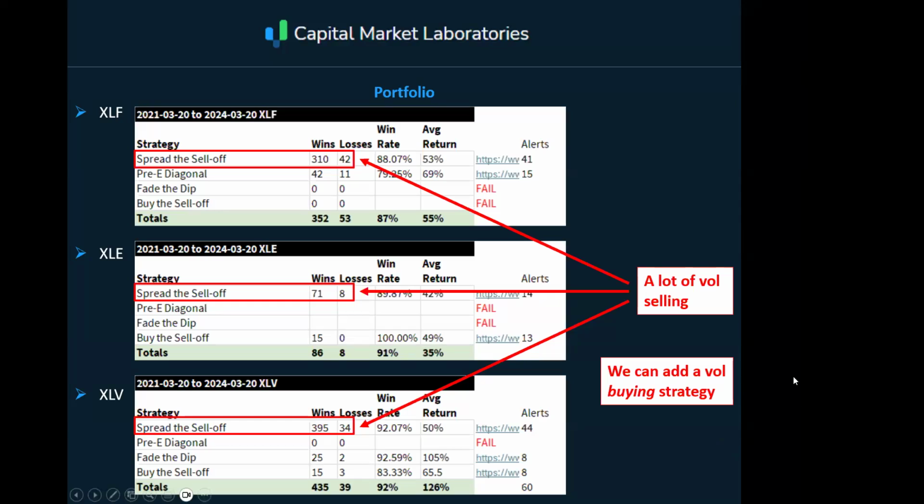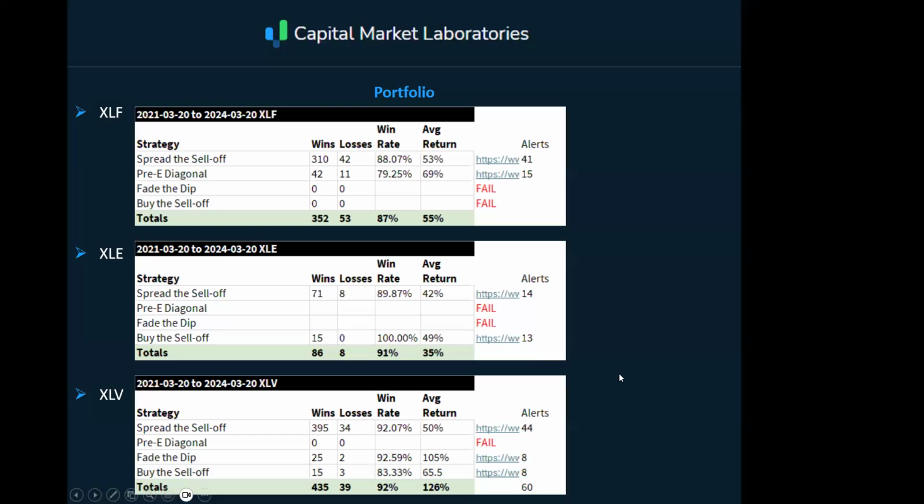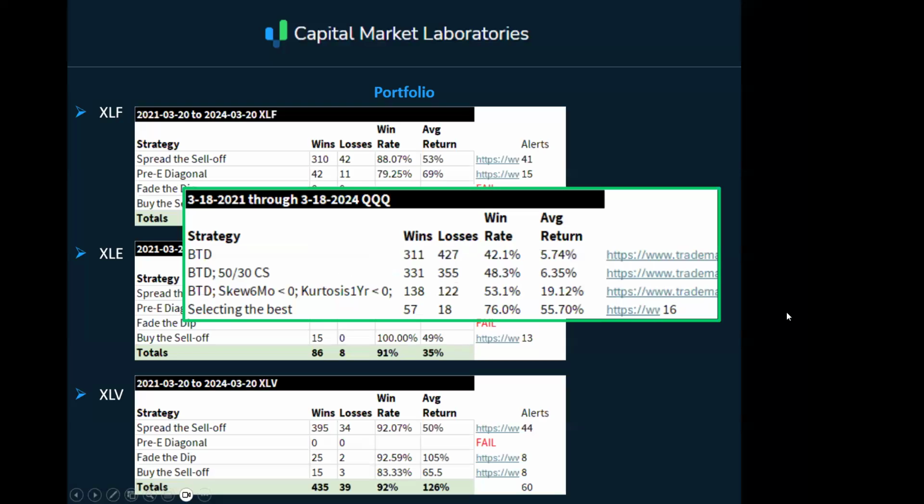And we can add a vol buying strategy. We should add a 5th strategy, which buys volatility, such that we can truly be diversified. Okay? So let's do that. This is what it's going to look like. It's going to be a new strategy, which Max inspired big time. It's going to be buying the dip, and I want to show you something.